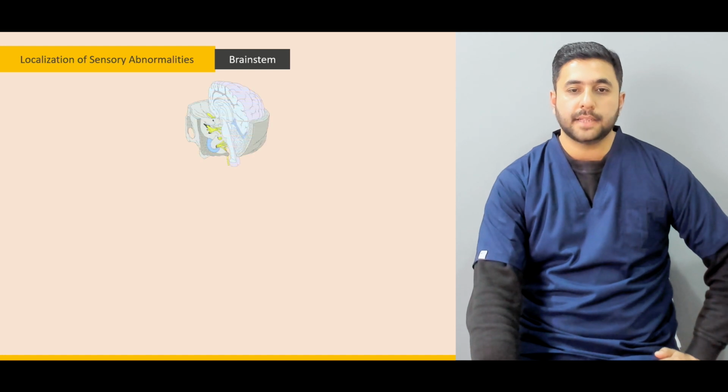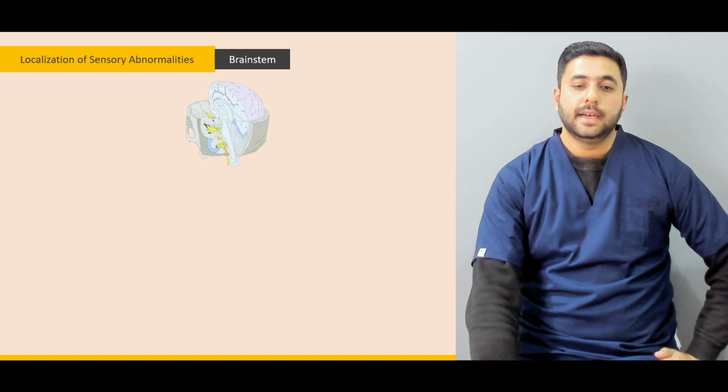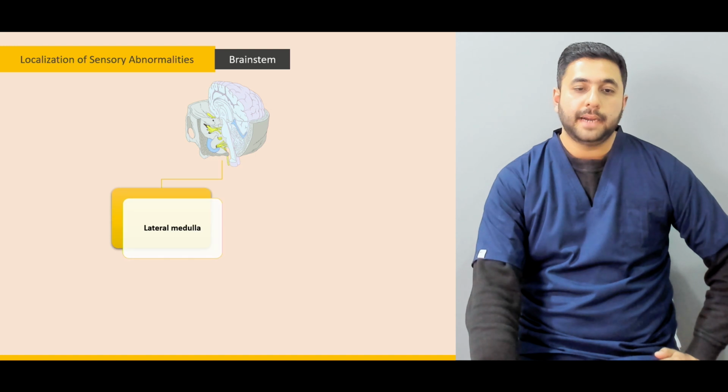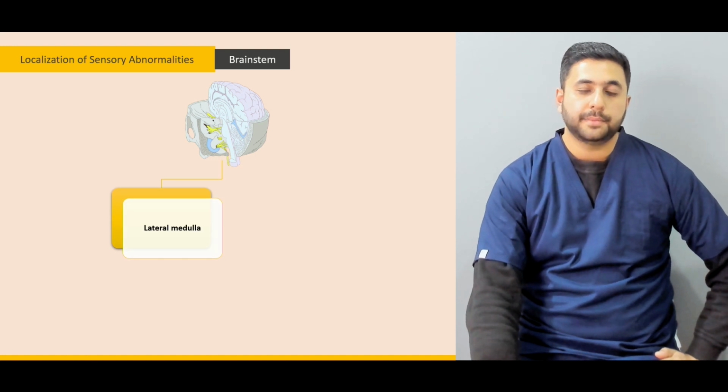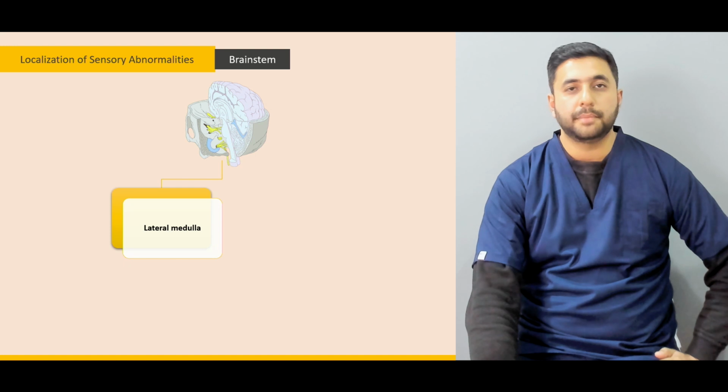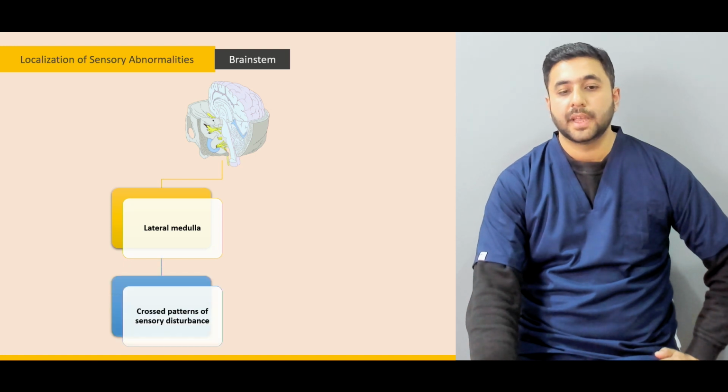Let's talk about the brainstem. If the lesion is in the brainstem, it might be in the lateral medulla, and this part of the brainstem is where the pathways haven't yet crossed. So there will be a cross pattern of sensory disturbance.